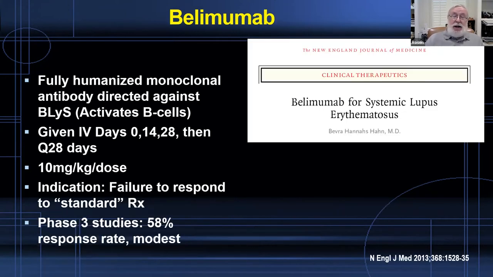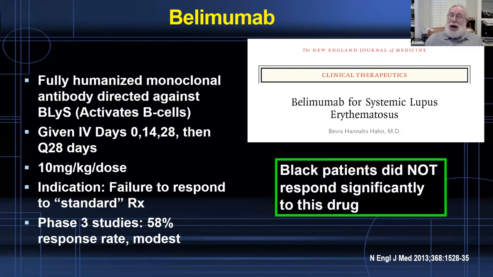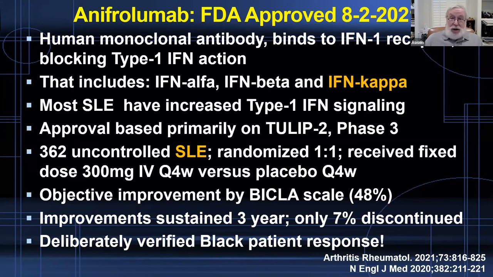Belimumab is a monoclonal antibody directed against BLyS, which activates B cells, which make the antibodies associated with tissue damage in lupus. It's given IV. It's not a great drug, it's a modest drug, but interestingly enough, Black patients do not respond to it. Why? I don't know. But you should know that because if you see systemic lupus in a Black patient, this is not a drug to consider because it just won't work.